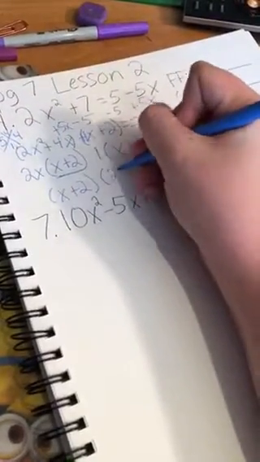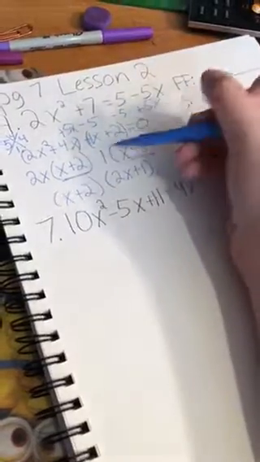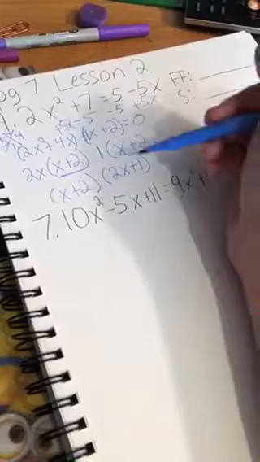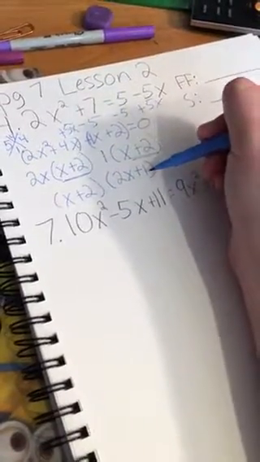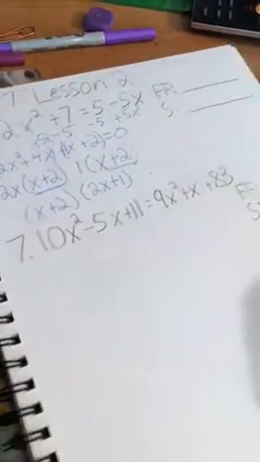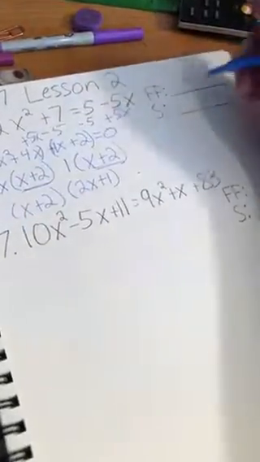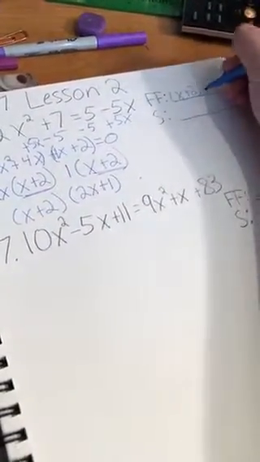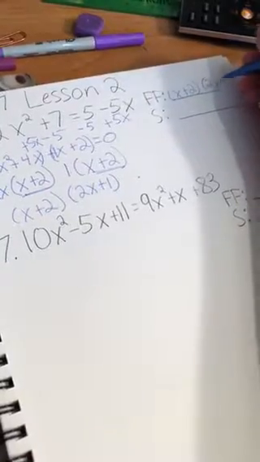and then that 1 and that 2x comes together. Please do not forget to bring out that 1. That 1 is not understood in this scenario. You have to have it to bring it down to the parentheses. So our factored form is x plus 2 times 2x plus 1.